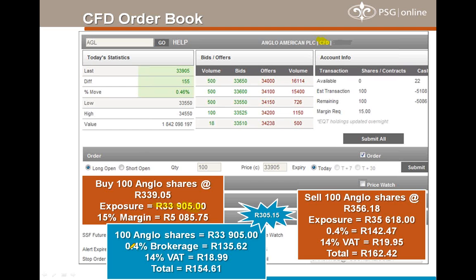Okay. Second, as I say, the costs. 0.4% of my exposure in this situation, 125 Rand. With that, 154 Rand. Okay, very, very cheap. Compared to equities, a normal equity trade would have cost me at least 305 Rand.